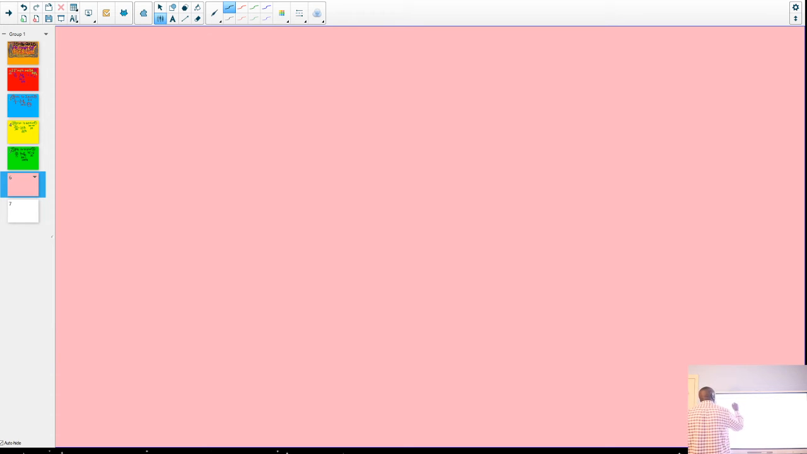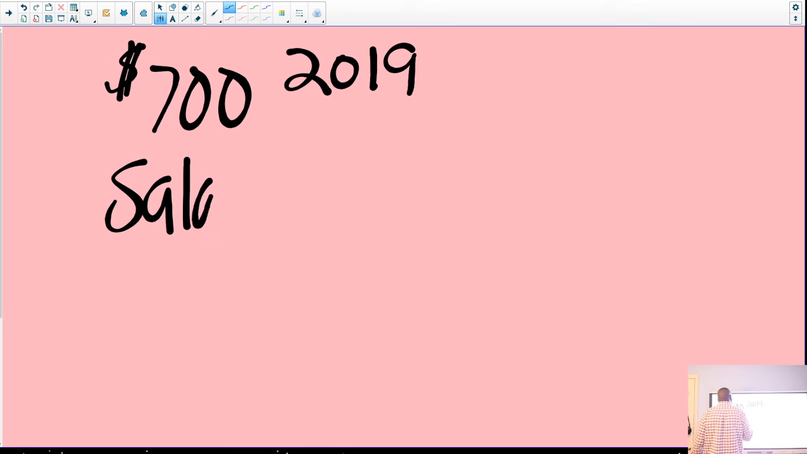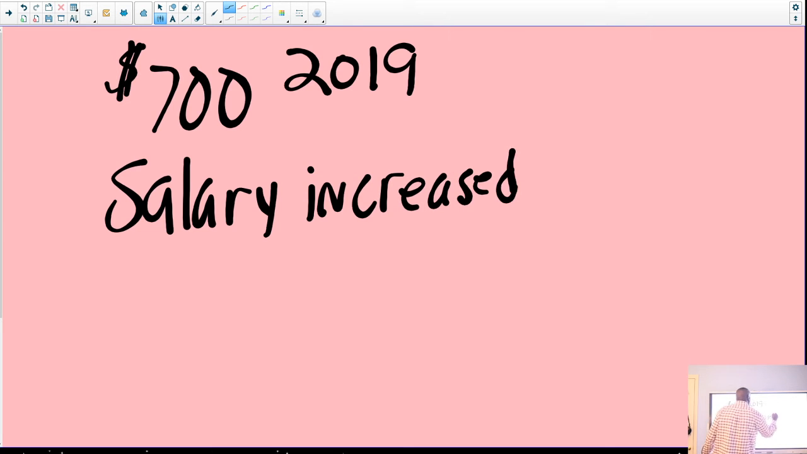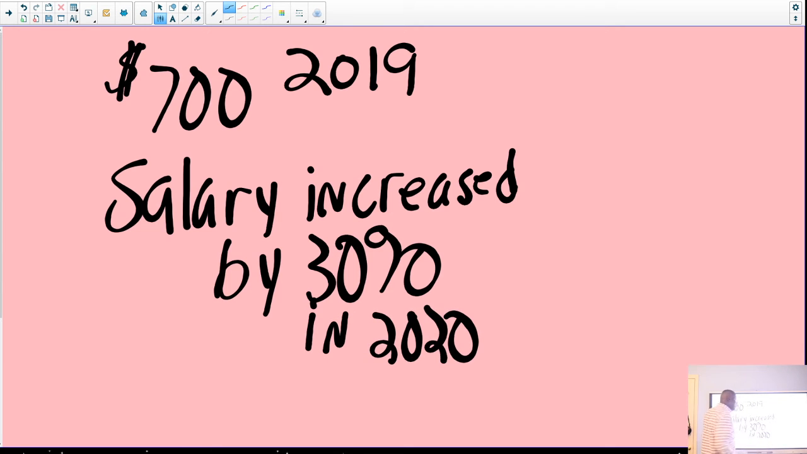He made $700 in 2019, and his salary increased by 30%. There we go. His salary increased. His salary, $700 in 2019. His salary increased by 30% in 2020. How much did his salary increase?